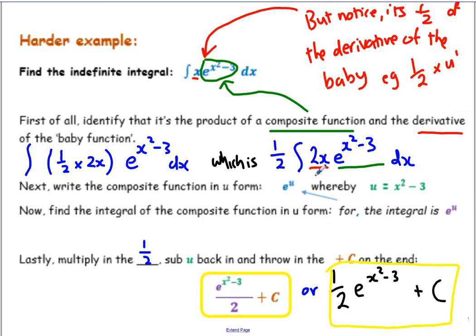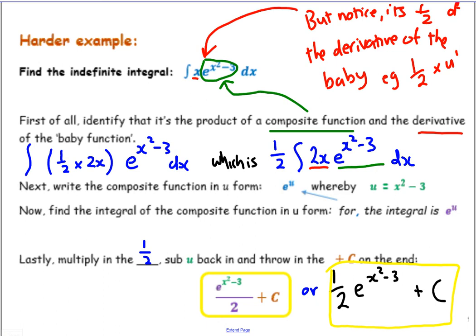The great thing about this technique is when you've got the composite multiplied by the derivative of its baby, you can integrate this as if that thing's just not there. When you're integrating, it's as if the derivative of the baby is not even there, because of that proof where the dx's got cancelled down. It's confusing, hey?